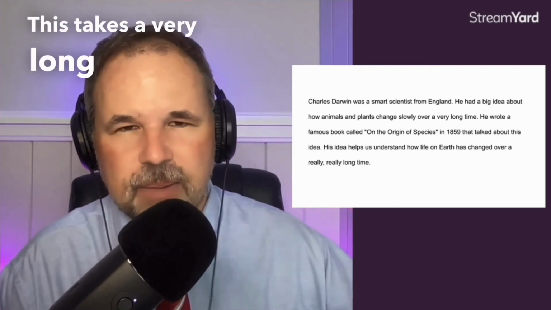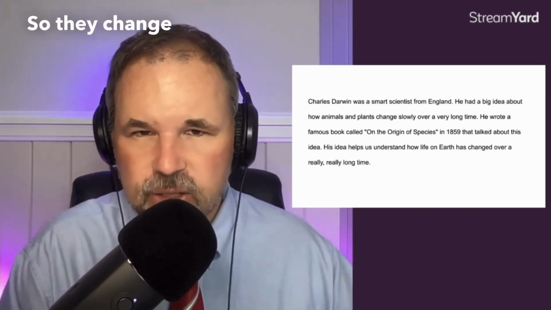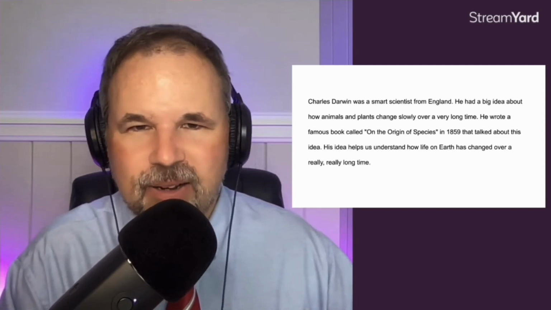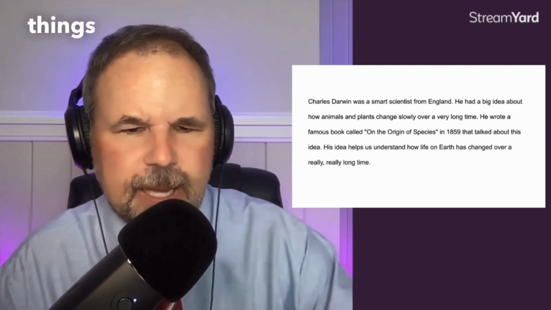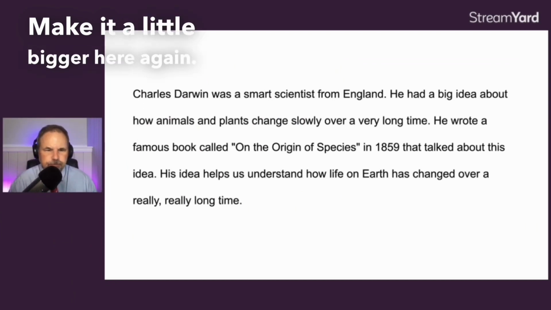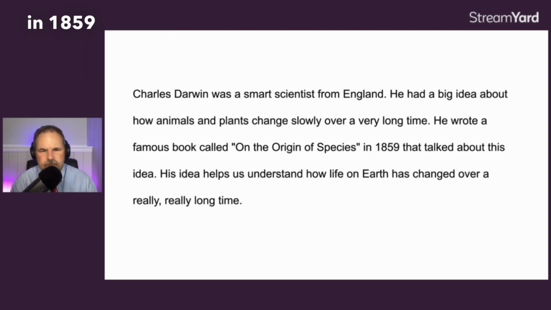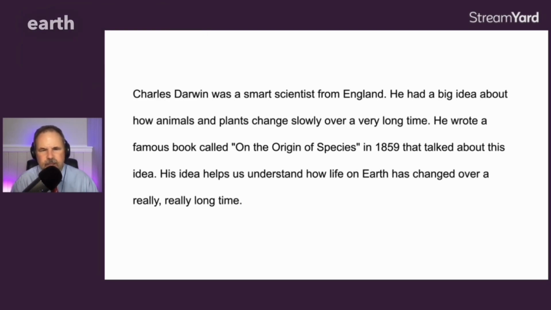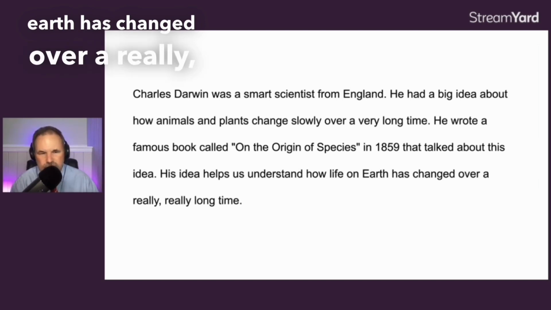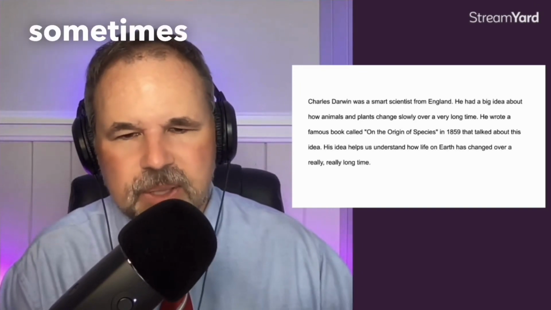This takes a very long time for animals and plants to do something called adapt. So they change to try to become better at not being eaten or better at hiding from predators, things like that. Make it a little bigger here again. He wrote a famous book called On the Origin of Species in 1859 that talked about this idea. His idea helped us understand how life on Earth has changed over a really, really long time. Remember, sometimes millions of years, this thing called evolution.